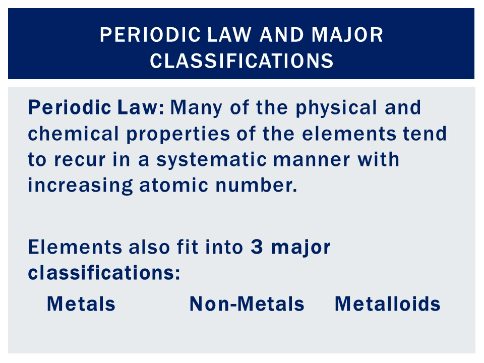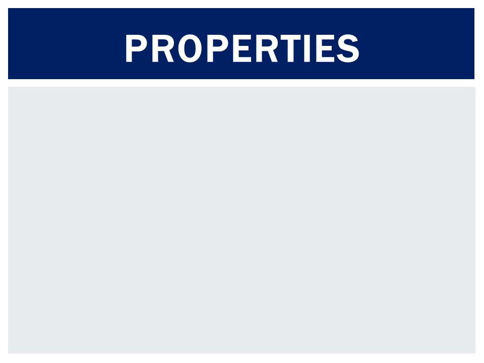A few more definitions before we move on. First, periodic law. Many of the physical and chemical properties of the elements tend to reoccur in a systematic manner with increasing atomic number. So it means sort of repeat the same set of properties periodically. They also fall into 3 major classifications: metals, nonmetals, and what's called metalloids. Make sure you have this definition down. If you need to pause it, do so. I'm moving on.